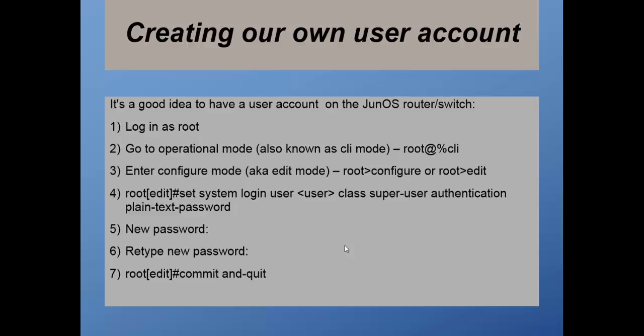And we're going to issue the command set system login user, followed by the username, followed by the word class, followed by super user, followed by authentication, followed by plain text password. The system will then ask us to enter the password twice. Once we finish entering the password, we want to save our changes. So we're going to issue the command commit and quit. Let us now go and take a look at this on the live system.